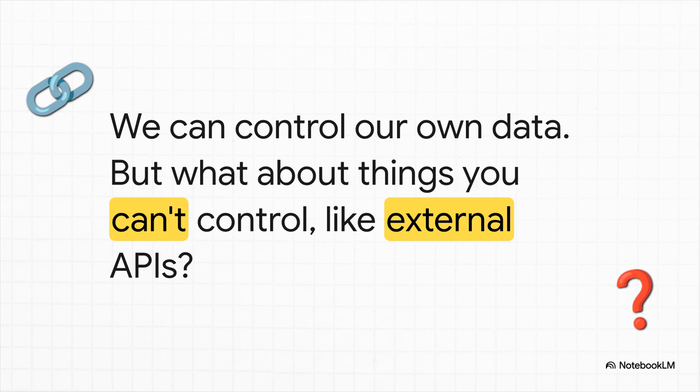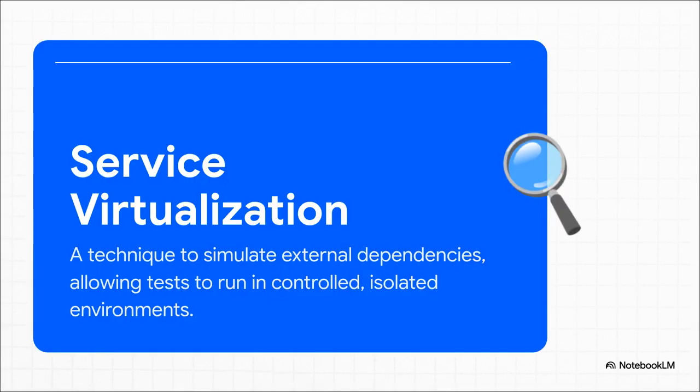Okay, that's great for the data inside our own application. But what about the stuff we don't control? What happens when your test depends on some flaky third-party API that might go down at any minute? Well, that shatters our perfect little world of isolation. This is where the pros use a technique called service virtualization. You've probably also heard it called mocking or stubbing.